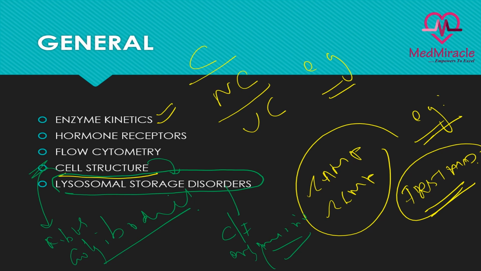Then another topic is flow cytometry. From a practical point of view, it's important. You might come across a graph and be asked to identify the disease involved. So you have to see the image of flow cytometry and the concept: what the y-axis means, what the x-axis means, you have to know.